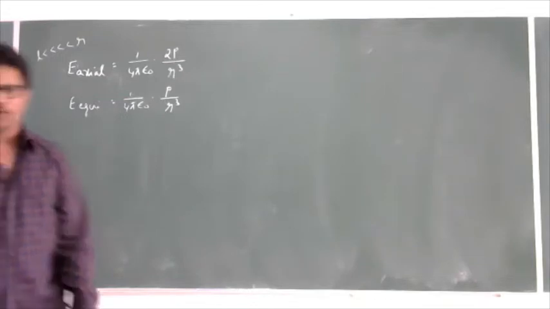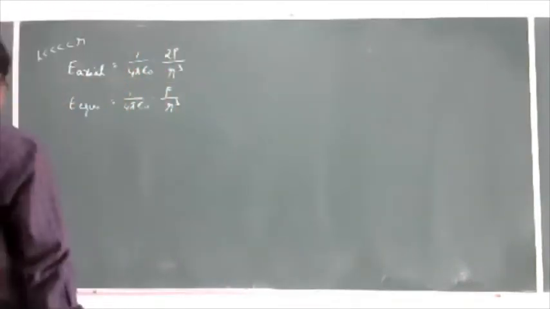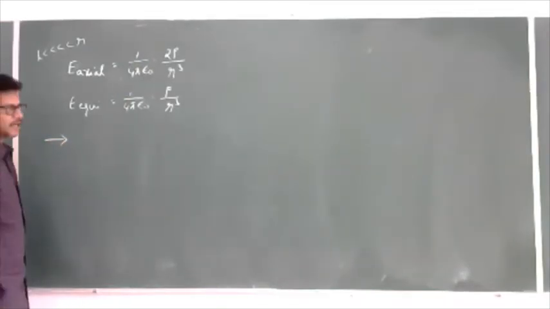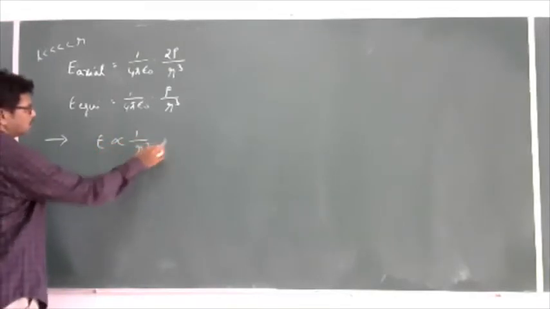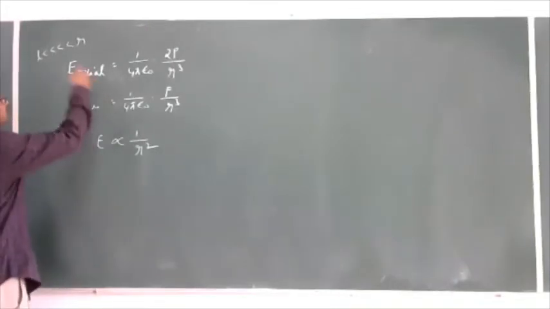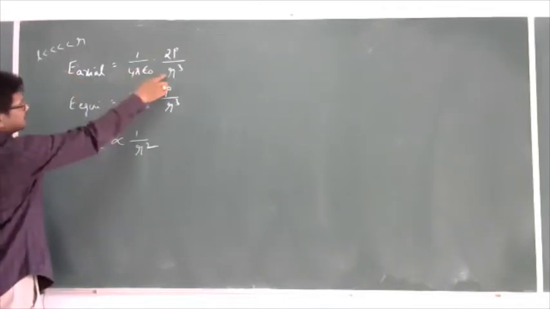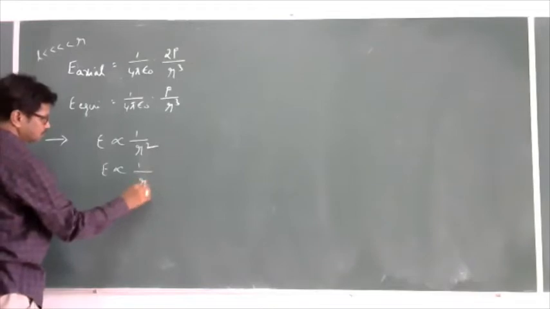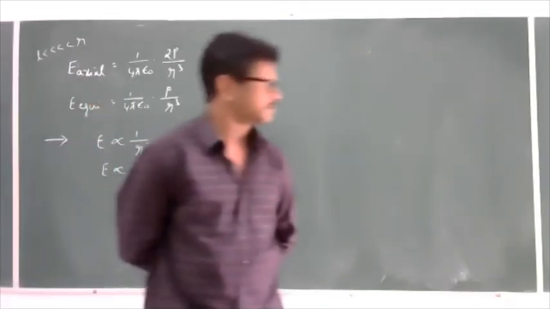And one more new point we discussed in the previous class: in the case of a point charge or an isolated charge, the electric intensity is inversely proportional to R square, whereas in the case of a dipole, electric intensity is inversely proportional to R cube. So these points we discussed in Saturday's class.